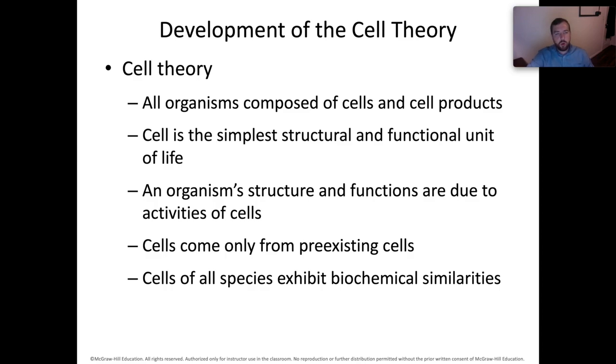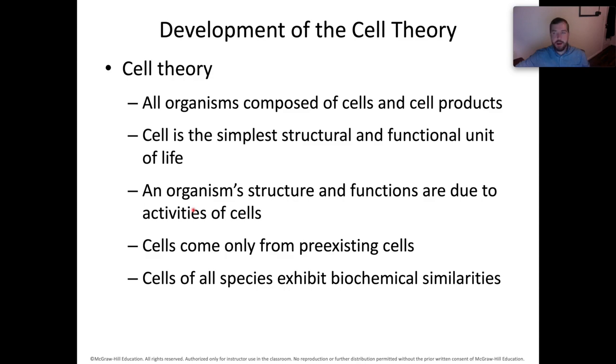Cell theory encompasses a couple key aspects, and you should know how this developed. First of all, all organisms are composed of cells and the products of cells, which makes sense, and you can't reduce the functional unit of the organism any simpler. So it's the simplest structural and functional unit, and any structure and function that the organism itself takes on are due to the micro activities of these cells.